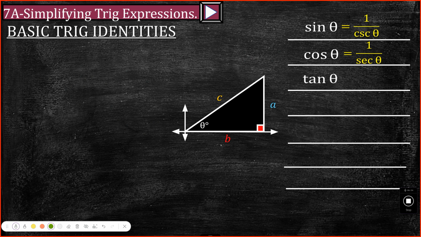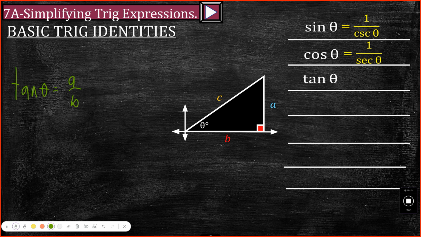Tangent theta. Let's go to tangent theta. What is tangent theta? What letter over what letter is tangent theta? What side length? What letter over what letter? What's tangent theta? Anybody? SOHCAHTOA. Again, SOHCAHTOA, tangent is opposite over adjacent. A over B.